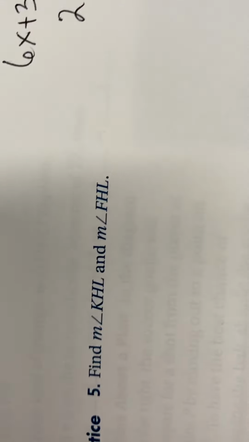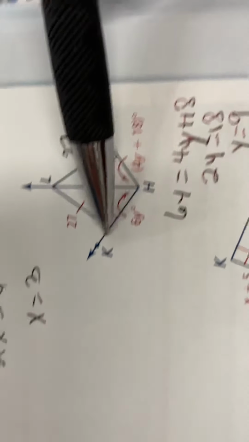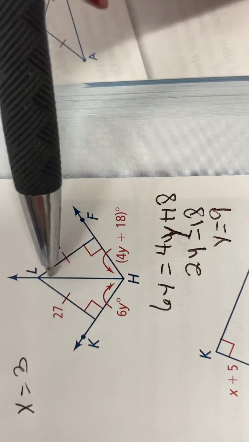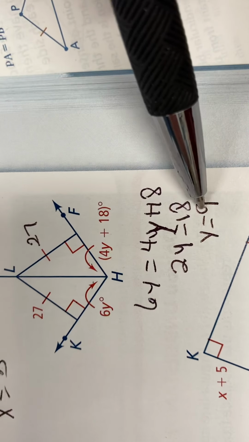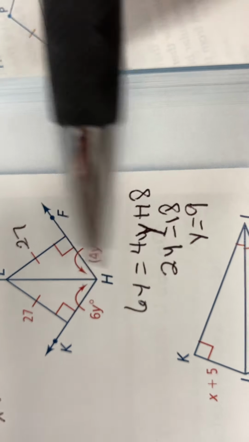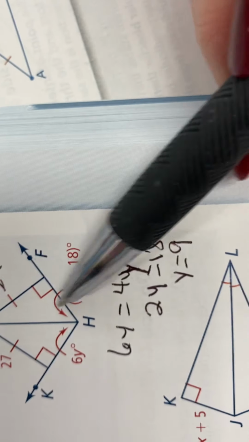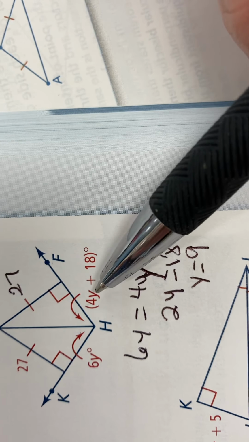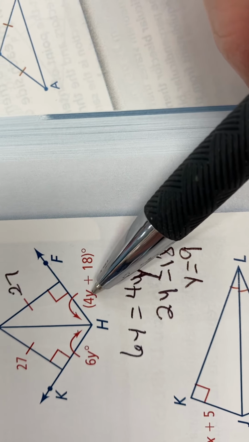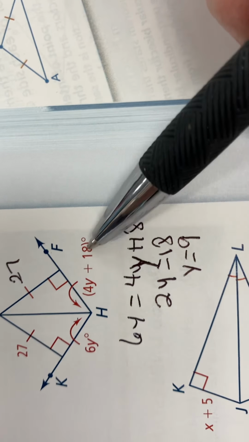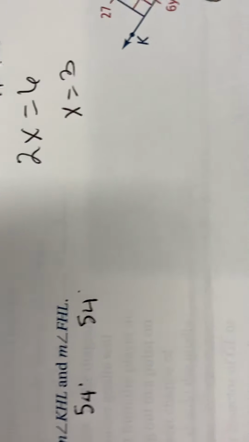But again, that wasn't the question. We wanted to know what the two angles were. So angle HKHL is this one, so you'll take 6 times 9, since it's 6y. So this has a measure of 54 degrees. And then we want FHL, and if we've done our math right, it should come out to be the same. So take 4 times 9 is 36, and 36 plus 18 is 54, so they both equal 54.